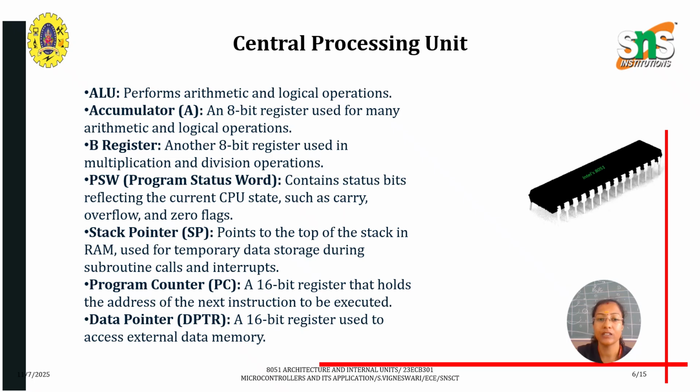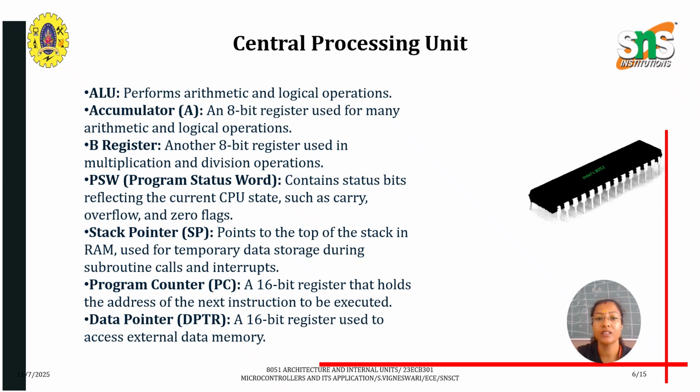So what is the ALU? The ALU performs arithmetic and logical operations, and the data necessary for these operations is stored in the accumulator. It is an 8-bit register which stores the necessary data during these arithmetic and logical operations. And next comes the B register. Along with the accumulator register, it is necessary for performing operations like multiplication and division, and it also acts as a temporary storage register similar to the accumulator. And next comes the program status word.